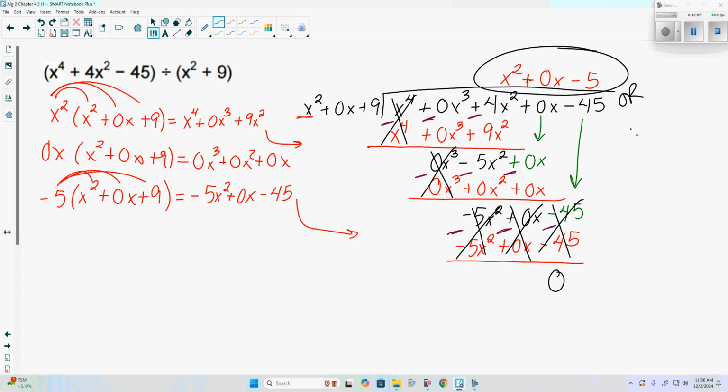So this is our solution, or we can say it's just x squared minus 5. Because any of those 0x's we can throw out. We just needed them for the process.